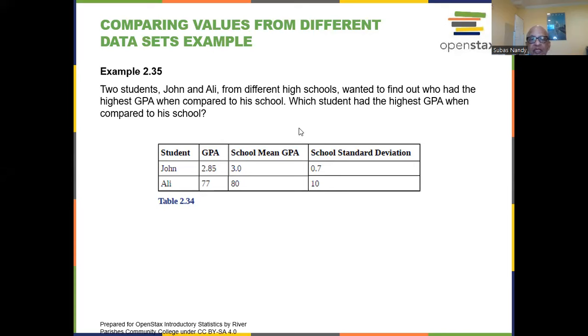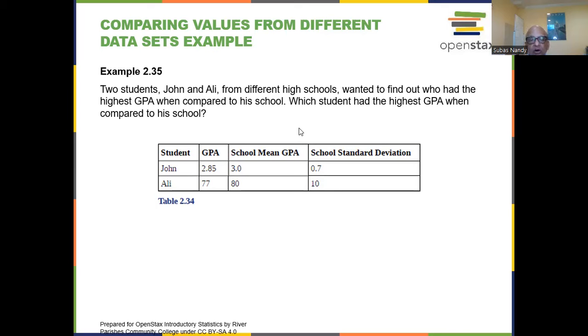So here you calculate the z-score for each of them. Okay. So one who has got a GPA of 2.85. So 2.85 minus the mean, 3, is minus 0.15, divided by the standard deviation 0.7. And you get minus 0.214. So the GPA of 2.85 corresponds to a z-score of minus 0.21. What does it mean? It means the GPA of 2.85 is located 0.21 times the standard deviation below the mean, since it's lower than the mean.